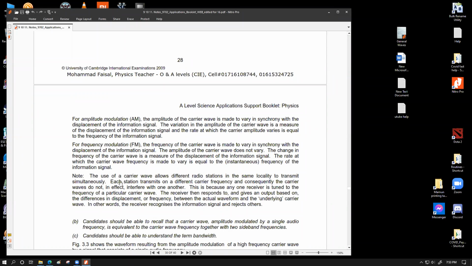Let me explain this a bit because we'll need it later. The use of a carrier wave allows different radio stations in the same locality to transmit simultaneously. Each station transmits on a different carrier frequency and consequently the carrier waves do not, in effect, interfere with one another. This is because one receiver is tuned to the frequency of a particular carrier wave. The receiver then responds to and gives an output based on the difference in displacement or frequency between the actual waveform and the underlying carrier wave. In other words, the receiver recognizes the information signal and rejects others.